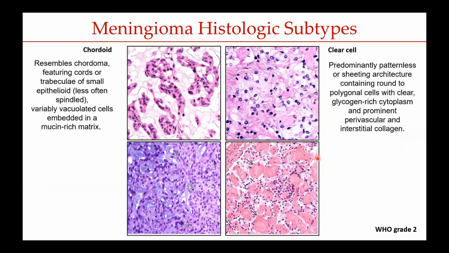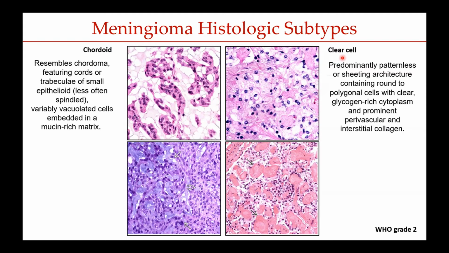Then as we move into the grade 2 classes of meningiomas, we have choroid meningioma here on the left and clear cell on the right. Choroid meningiomas resemble chordomas. They have these cords of trabecula. They look a little bit epithelioid, sometimes spindled, with lots of vacuolated mucin-rich cytoplasm.